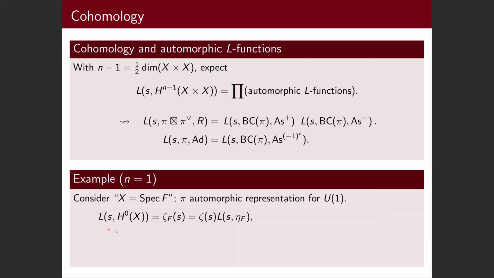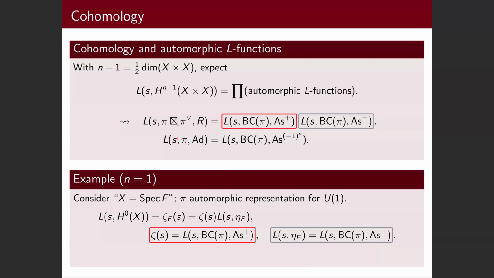If I look at the L-function of cohomology here, in middle degree, this thing is 0-dimensional, so middle degree is H^0. This is just given by the Dedekind zeta function for the quadratic field. We know that this factors as the usual zeta function times the L-function of the quadratic character for this quadratic field. And this is exactly the decomposition from the previous block. So this zeta function here is the Asai plus L-function from above, and this L-function of the character here is the Asai minus L-function. These correspond exactly to the decomposition from before.